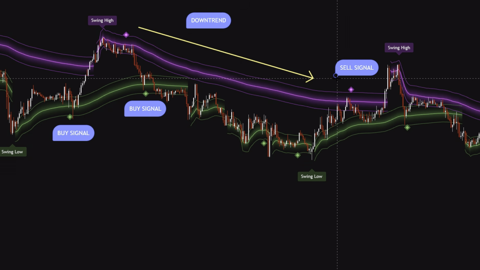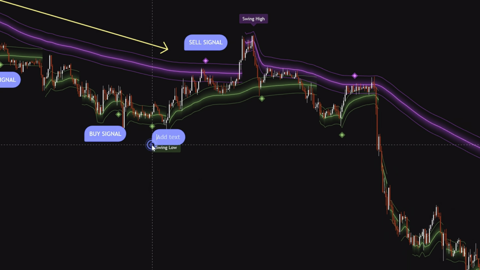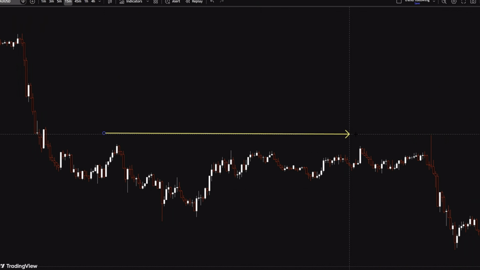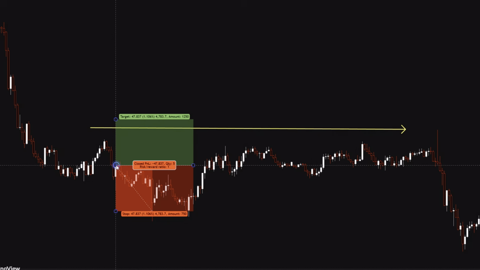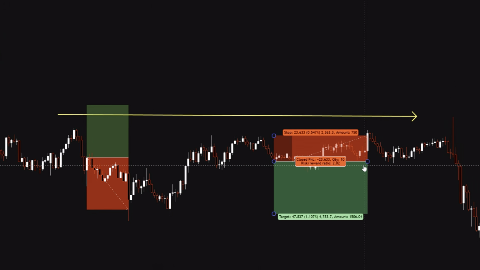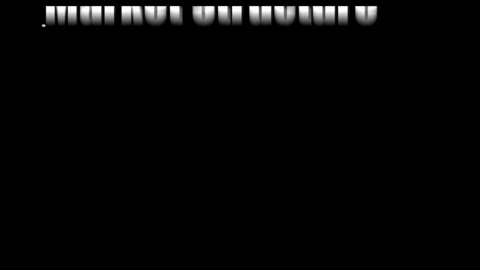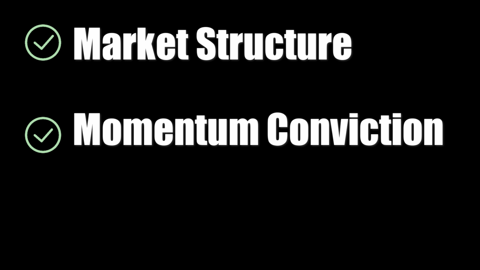But look at what happens next. They get stopped out almost immediately. Then it happens again in this choppy sideways mess. If you ever felt like the market is personally hunting your stops, it's usually because you're missing the two things that actually move price: market structure and momentum conviction.